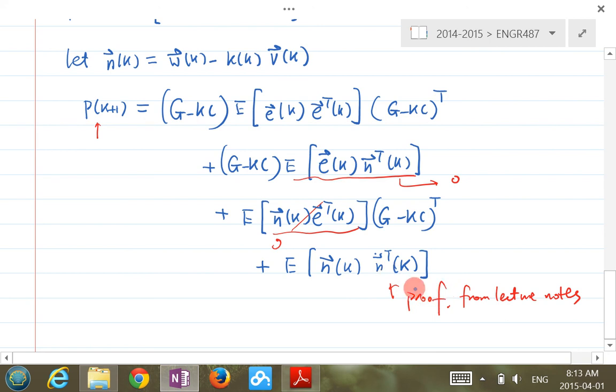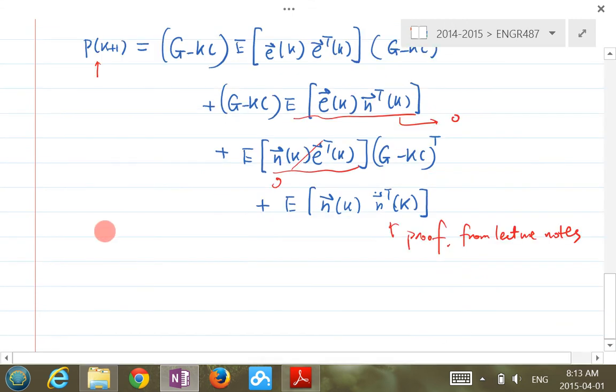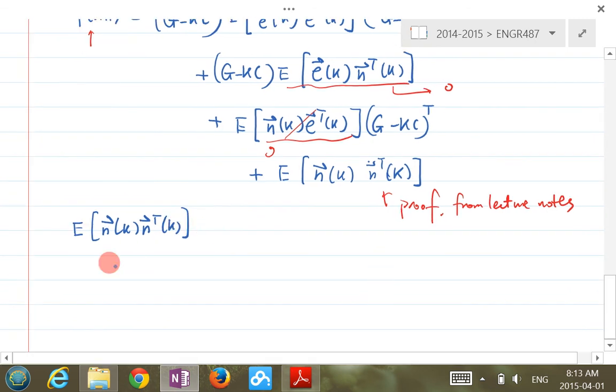I'll just write down the solution for this one here. When you look at the solution, you can look at the proof from the textbook. So for the last term in here, the expected value of this is equal to RW plus the Kalman filter gain K times RV times the K transpose. So this is the result of the last term here. For proof, you look at the lecture notes.